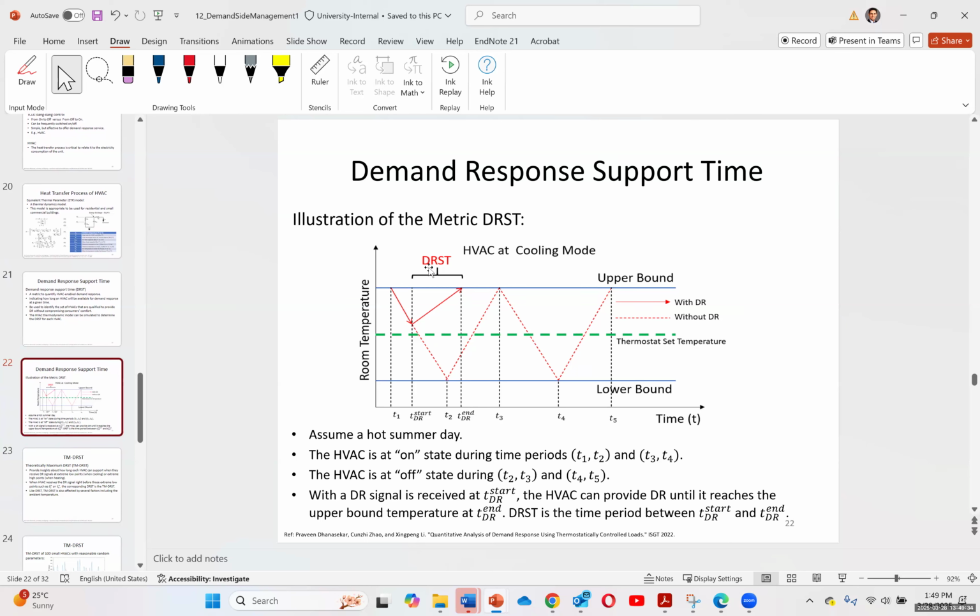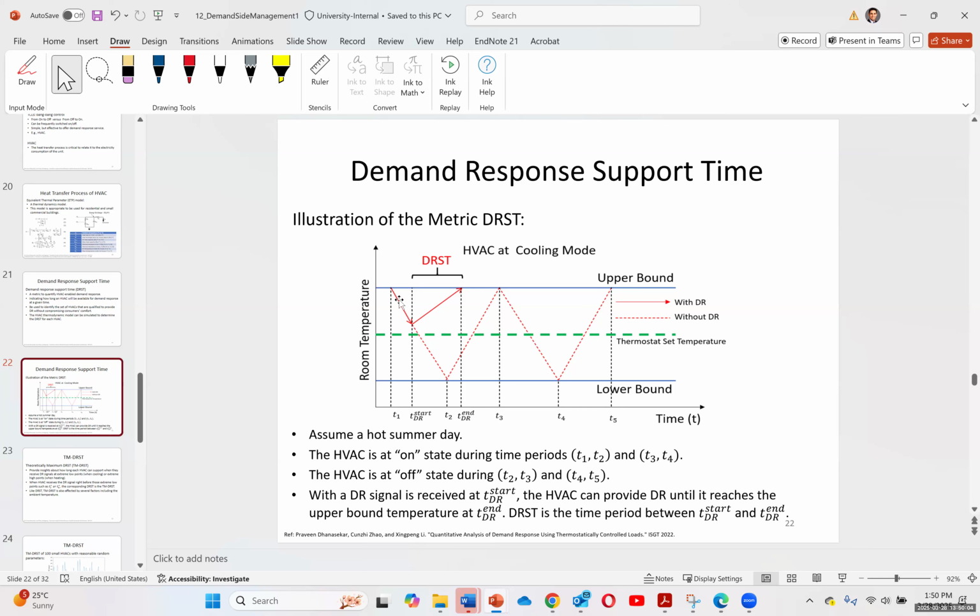This is an illustration of the metric DRST. You can see that you can set it between upper and lower bound temperatures. It's going to turn on and turn off. This is the normal operation without the DR. It's going to keep it near the lower threshold, close to the thermostat temperature. If you want to heat the house, it usually heats it a few degrees over the thermostat temperature, and it will reduce around the set temperature. Then it's going to kick on again.